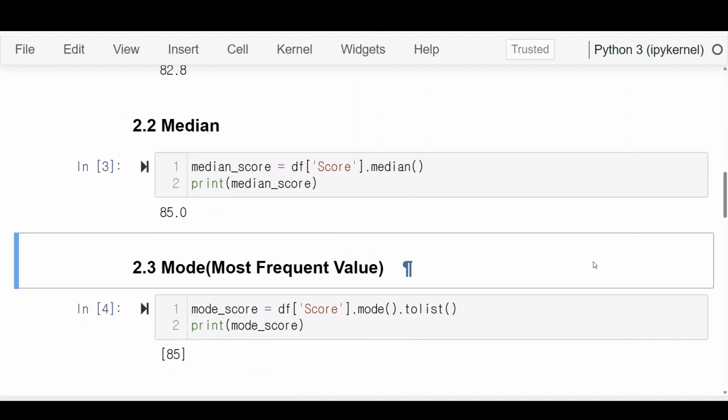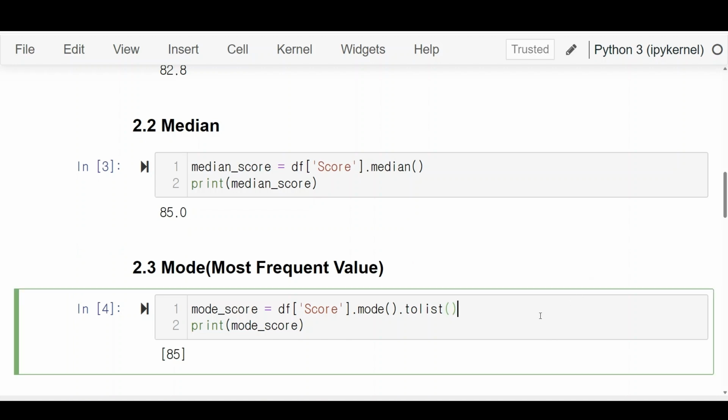The mode is the score that appears most often. In our data, 2 students scored 85. Calling .mode returns a list. Here, 85. If there were 2 different scores both appearing twice, we'd see them both in that list.